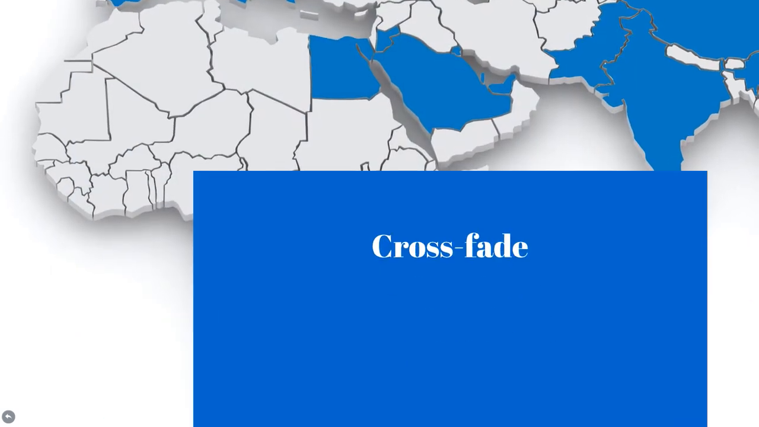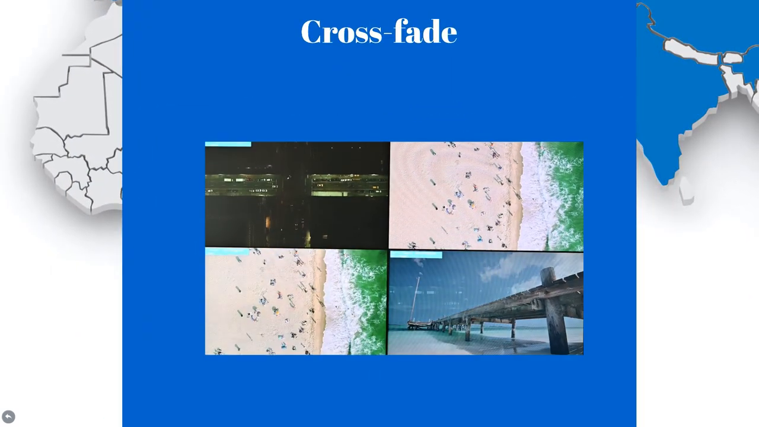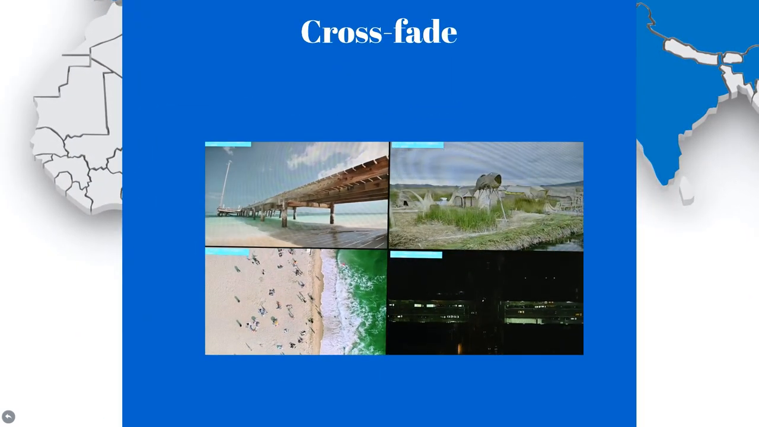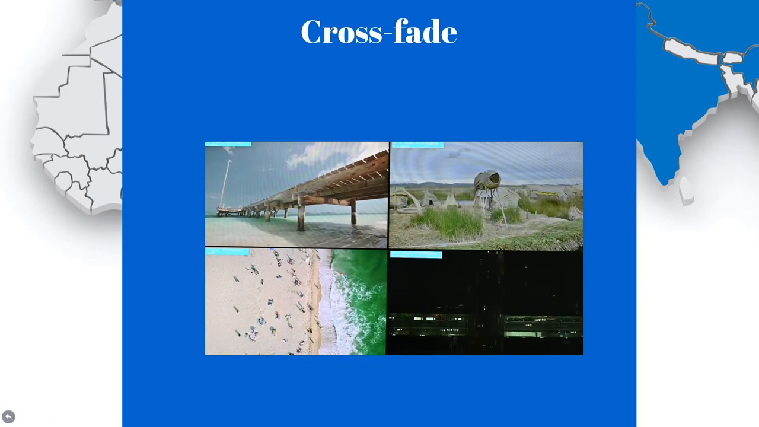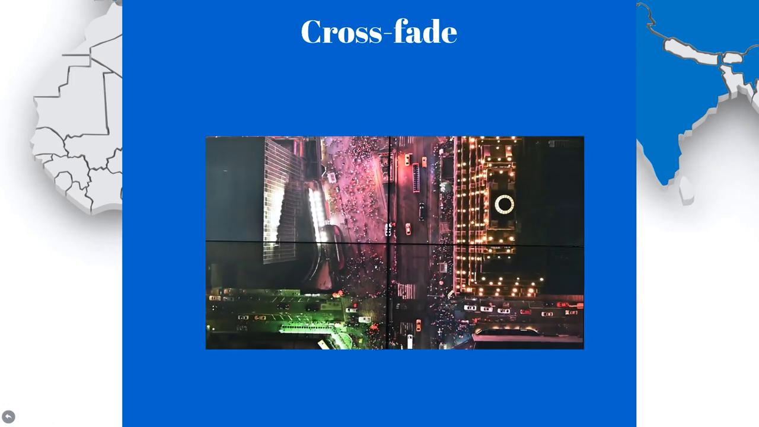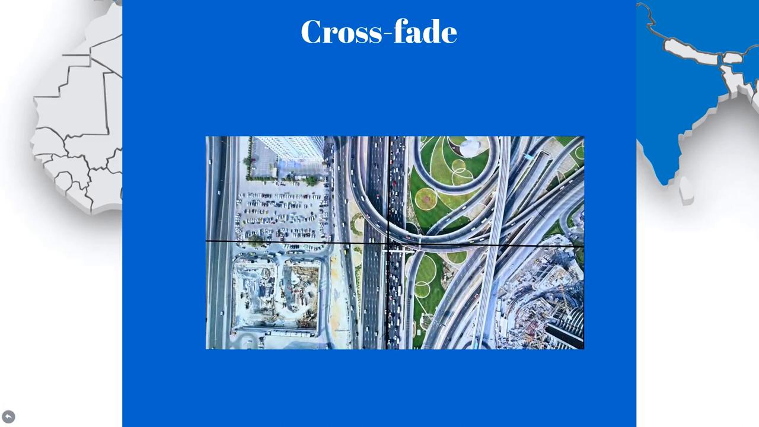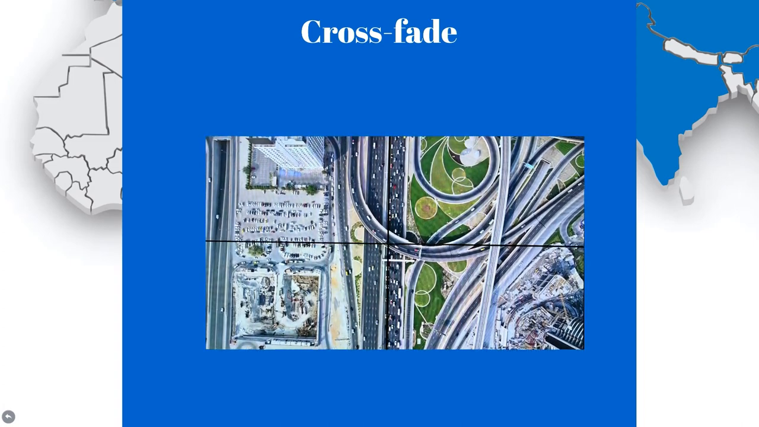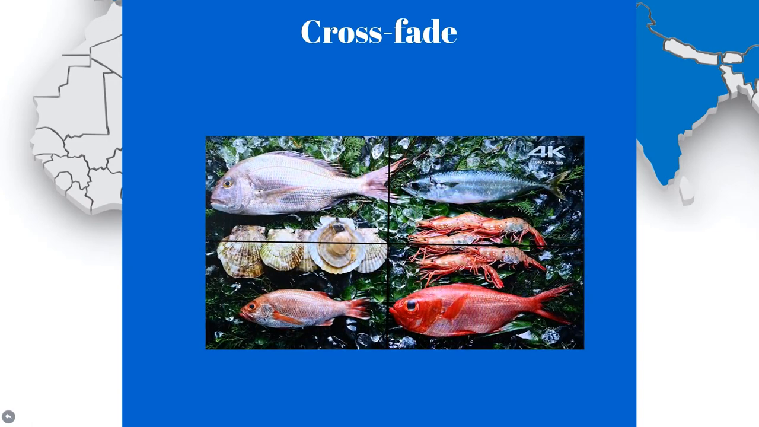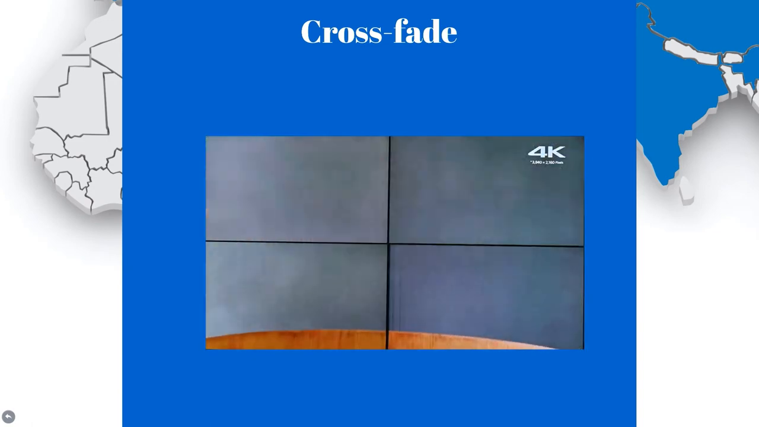You can see 4 different inputs over the 4 screens. If you wish to replace an input, you can do so by applying the crossfade effect. This means one image will slowly fade out while the other one fades in without the background appearing in between. All these effects can be achieved by simple drag and drop operations.